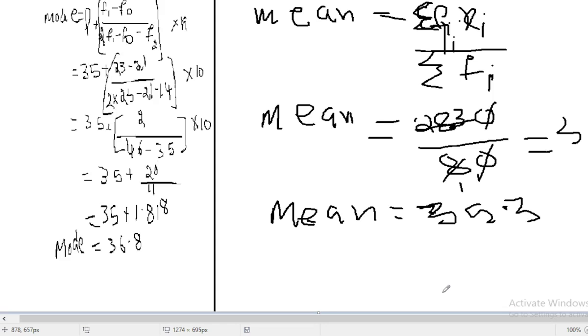By this example we understood how to do the calculation by using the mode formula and mean formula. These are the measures of central tendency.